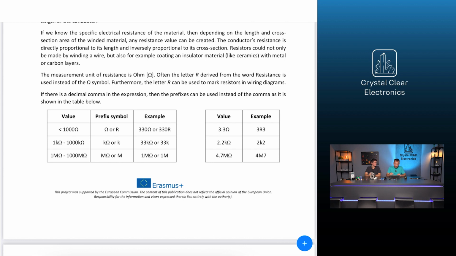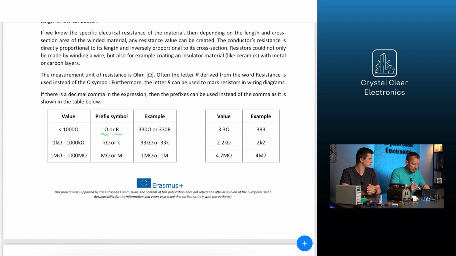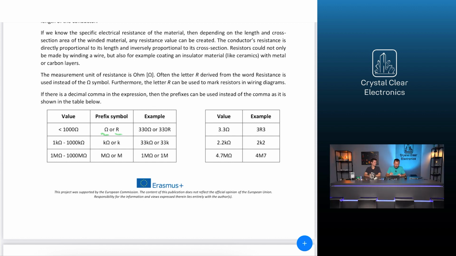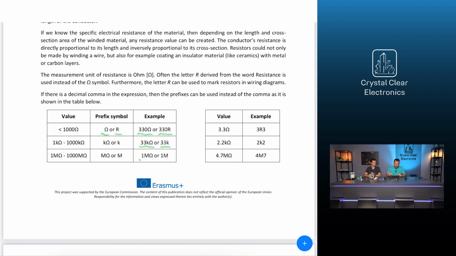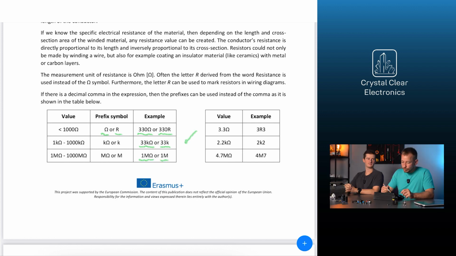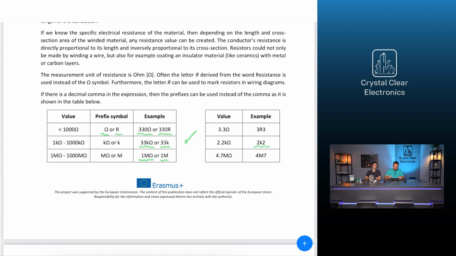The measurement unit of resistance is the ohm. Often the letter R, derived from the word resistance, is used instead of the capital omega symbol. Furthermore, the letter R can be used to mark resistors in wiring diagrams. So, for example, instead of 330 ohms, you could write 330R. Instead of 33 kilo ohms, you could write 33K. And instead of 1 mega ohm, you could write M or mega. Another common trick is that if the value contains a decimal point, you can replace it with the appropriate prefix. For example, if the drawing reads 2K2 next to a resistor, it means 2.2 kilo ohm.